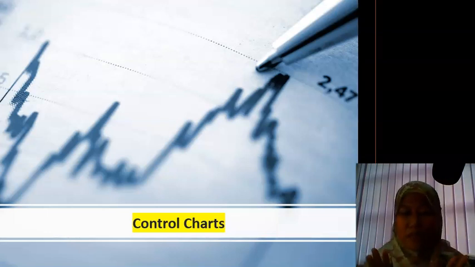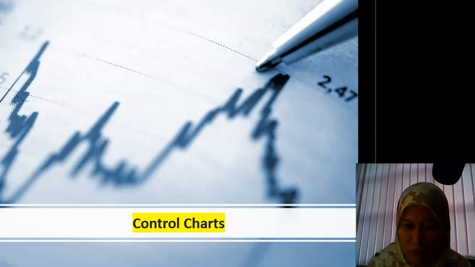Okay, hai semua. Hopefully you dah tengok the part 1, okay, on the quality control. And now we're going to do the control charts. Okay, control charts ni yang menunjukkan tahap kesihatan. Okay, kesihatan is whether your process line is in a good health or not.